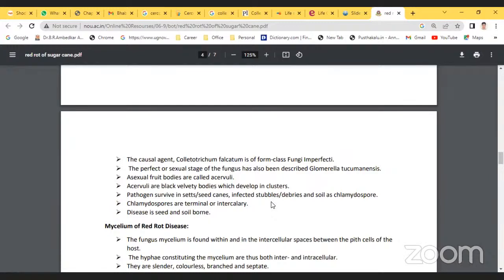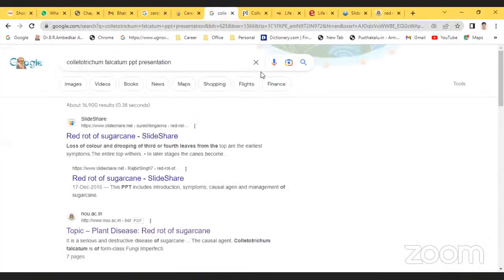Here also we observe the conidiophores arranged in a palisade-like manner. The conidia are borne on the conidiophores. Each conidium is single celled, falcate and hyaline. So I will just show how the conidia look in sugarcane.